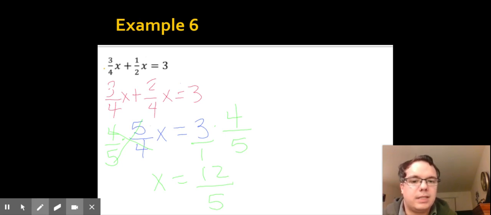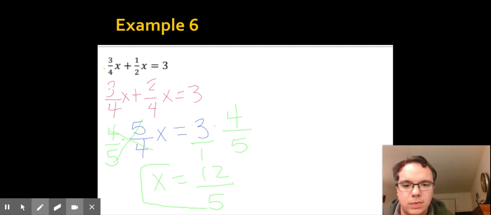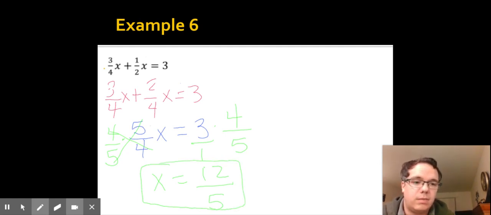12/5 you can't simplify in the sense that 12 and 5 aren't divisible by any of the same number, so you can leave your answer as 12/5. You could make it 2 and 2/5 if you wanted to make it a mixed number. You could do the division and make it a decimal, but again, you can keep it as improper. That's fine. So 12/5 is a good answer.